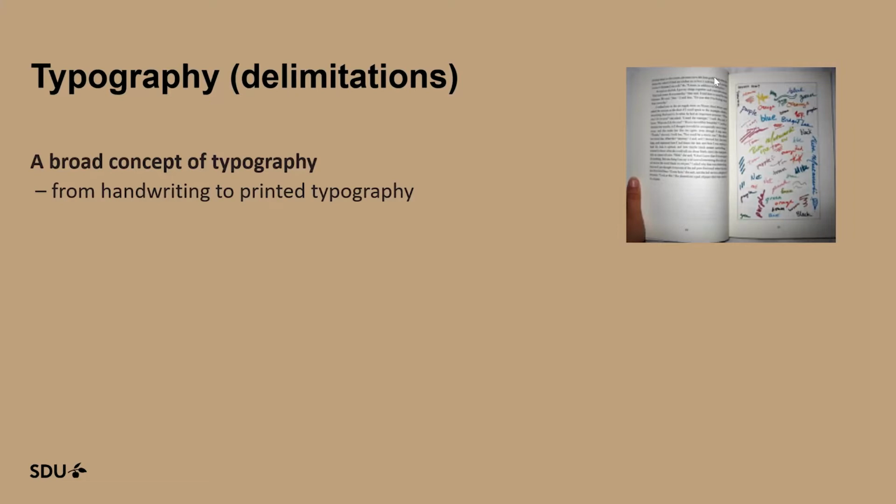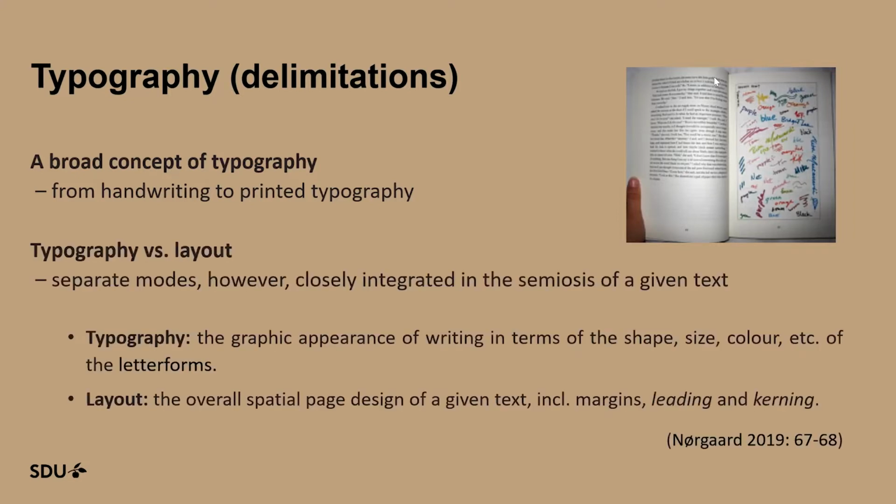So it is a broad concept in one sense, but in another sense, it's actually narrow, because I distinguish between typography and layout as separate modes. And those modes are, of course, very closely integrated in the semiosis of a given text. So I distinguish between typography, on the one hand, as the graphic appearance of writing in terms of the shape, size, color, and so on of the letter forms. And then, on the other hand, layout as the overall spatial page design of a given text, including margins and letter spacing and line spacing.